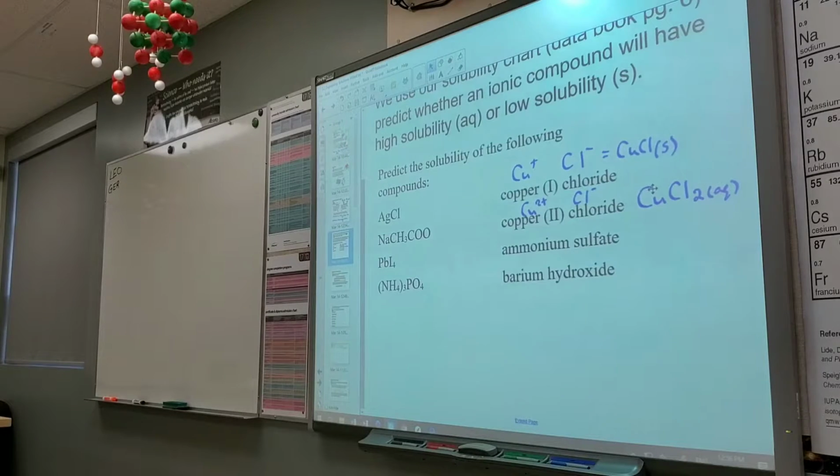You don't have to. You just write if it's solid or aqueous. But I need to find the chart anyway. I don't think it's the first one, you have to figure out what the chart is.